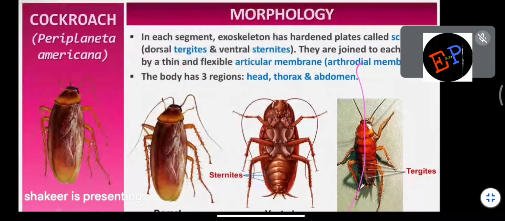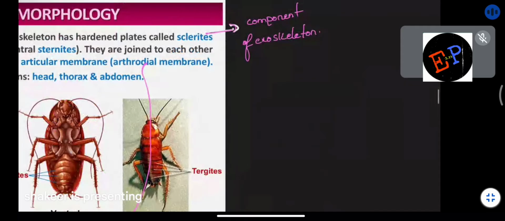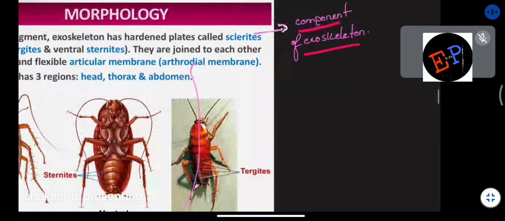See, ma. So in each segment, the exoskeleton has hardened plates called sclerites. Are you able to understand? These sclerites are present on the dorsal side and also on the ventral side. What is meant by sclerites? Sclerites are the parts of which the exoskeleton is made up. So the outer part of the cockroach is made up of sclerites, present on the dorsal side as well as the ventral side. So a component of the exoskeleton is nothing but a sclerite.